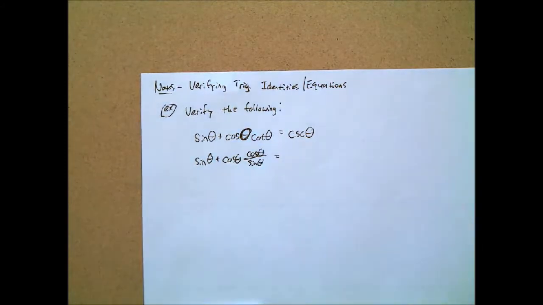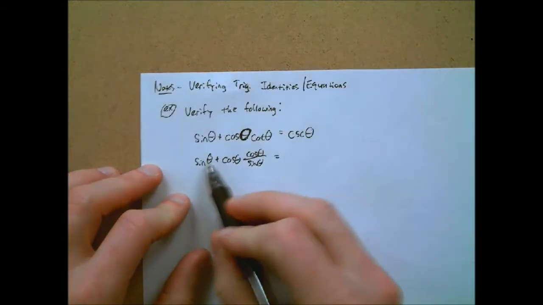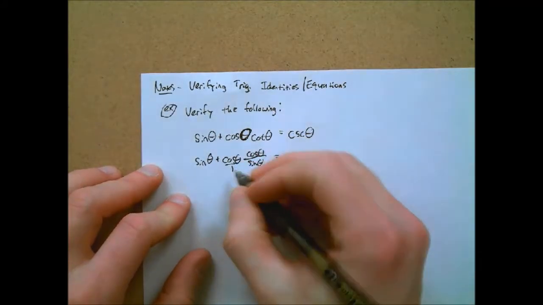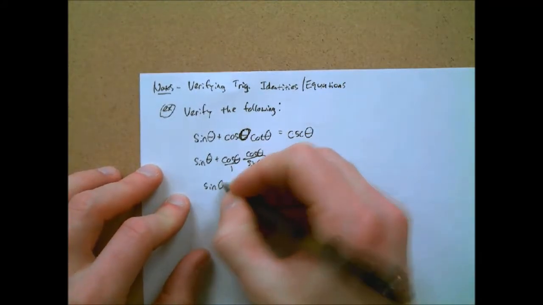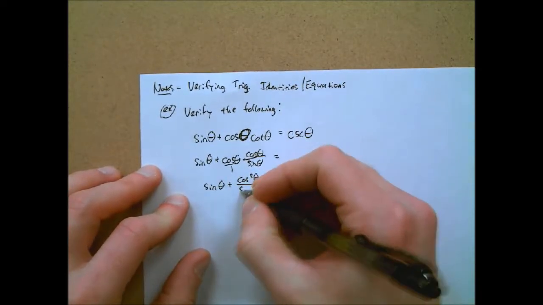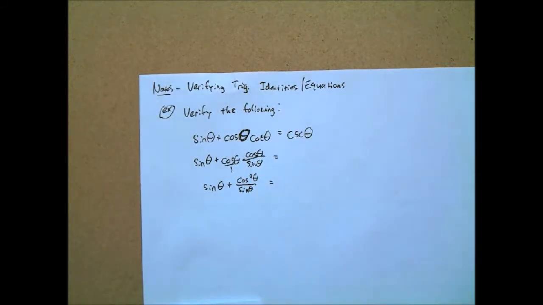Now, at first glance, maybe Adrian, this is why you were hesitating. You're thinking, I don't know if this is going to make things any nicer. In fact, it looks a little more complicated right now. But let's continue. I can put these cosines together. This is really cosine theta over 1. So I end up with sine of theta plus cosine squared theta over sine theta. And again, I'm trying to get cosecant of theta here. So I got this far.